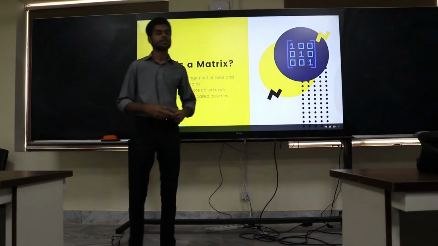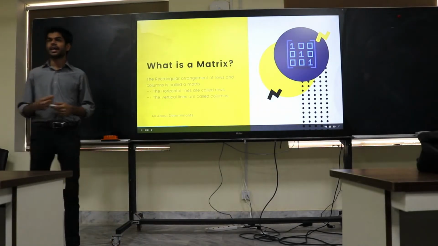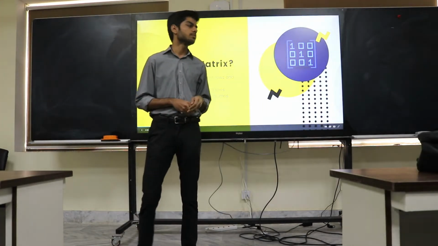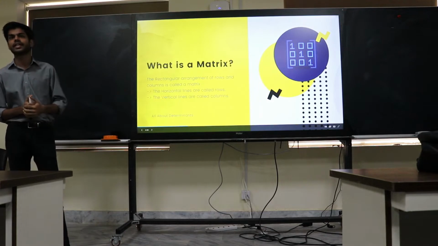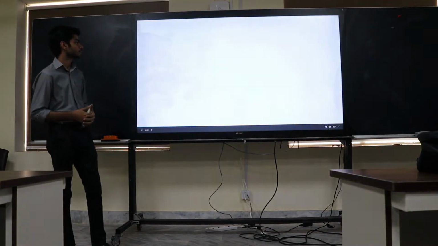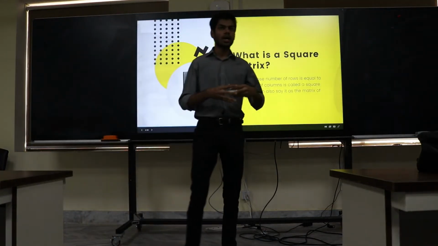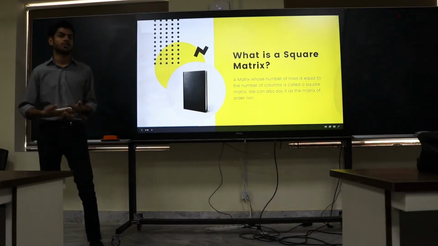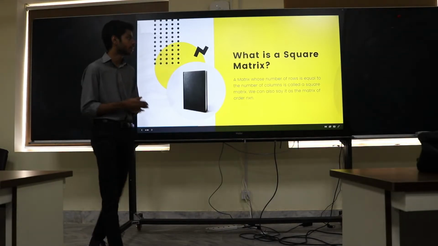So, what is a matrix? The rectangular arrangement of rows and columns is called a matrix. So, what are rows and columns? The horizontal lines are called rows and the vertical lines are called columns. So, what is a square matrix actually? A matrix whose number of rows is equal to the number of columns is called a square matrix. It is generally called a matrix of n by n order.